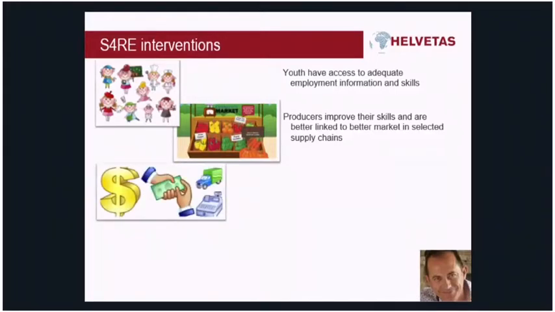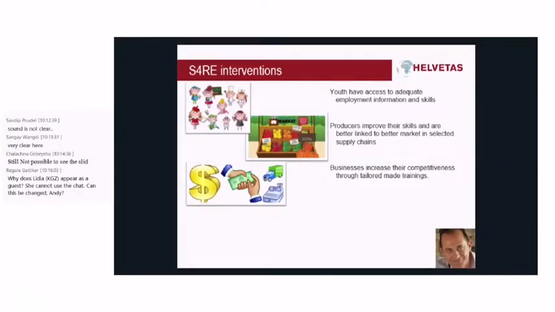The third outcome is about local businesses increasing their competitiveness through tailored skills training through non-formal training. The objective is that businesses improve their performance through investing in skills training for existing employees and providing more opportunities for possible future employees.